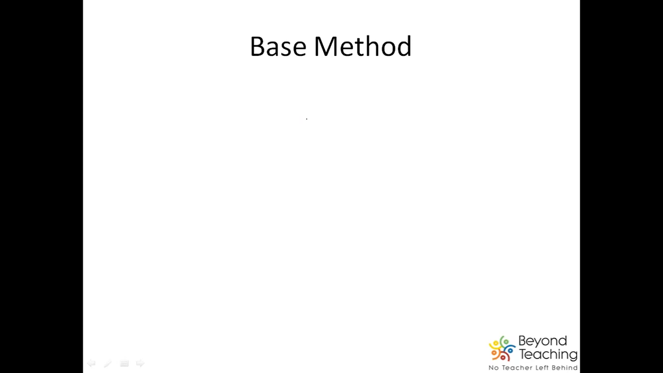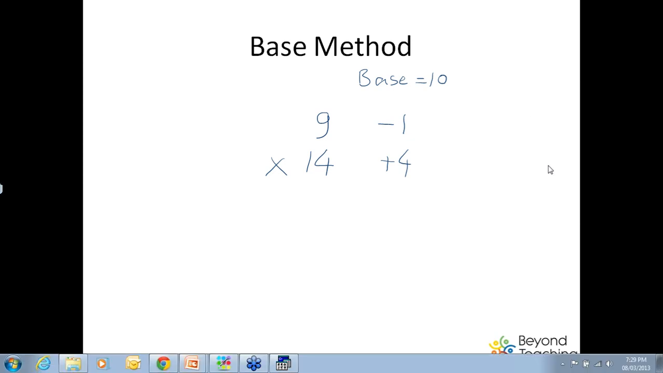We are talking about base 10. So let's say 9 times 14. Okay. We are talking about base 10, so we need a deviation here. Base is 10. So the deviation in case of 9 is minus 1. And in case of 14, it is plus 4. Right? I hope you can follow this. In case you're not able to follow it, please stop me wherever I am.